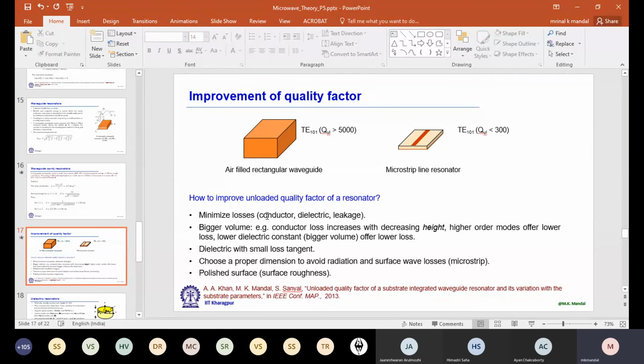First point, you have to minimize loss. For example, there are different substrate materials available. Use a substrate material for which loss tangent is small. Loss tangent directly gives an idea about dielectric loss, so lower loss tangent means lower loss. Leakage you have to minimize. One thing, leakage can be surface wave, so substrate thickness you have to choose appropriately. Well, next, bigger volume.